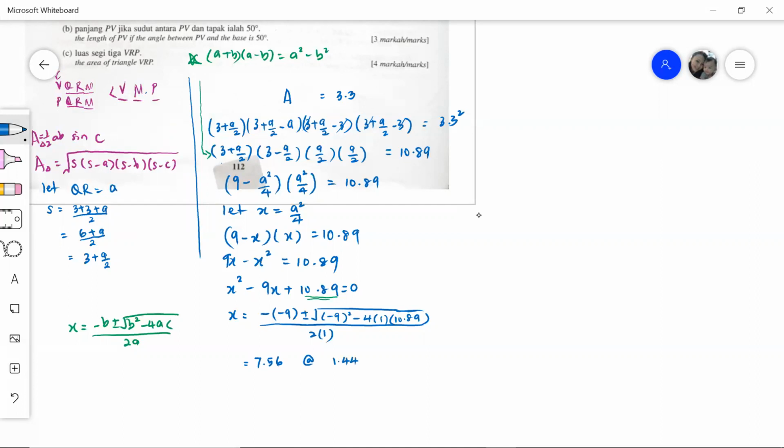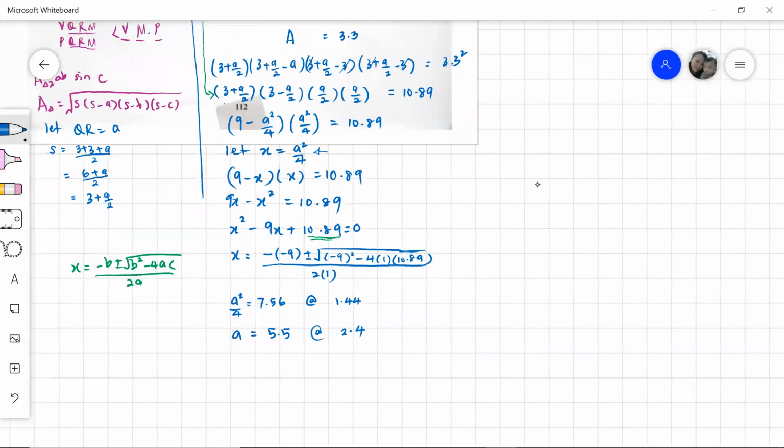1.44 here. And don't forget, x will represent A squared over 4. Our final objective is to find A. So for that, we got A equals to two values. One is 5.5, another one is 2.4. Now, for these two, which one should we choose? Is it 5.5 or 2.4?